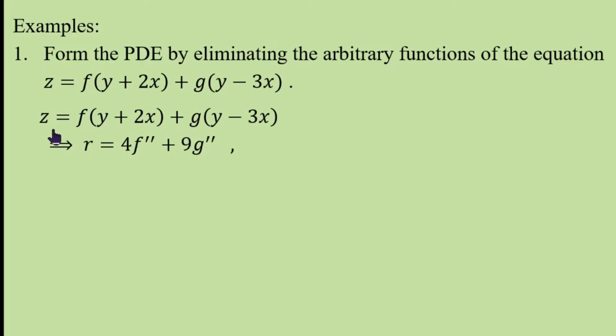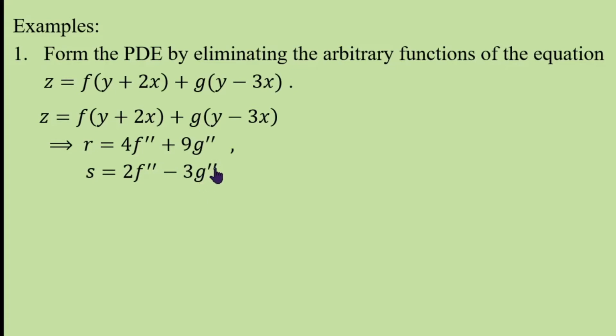When you differentiate partially with respect to x and y, here the coefficient of x is 2, the coefficient of y is 1, 2 into 1, that is 2 f double dash, minus 3 into 1, so minus 3 g double dash.